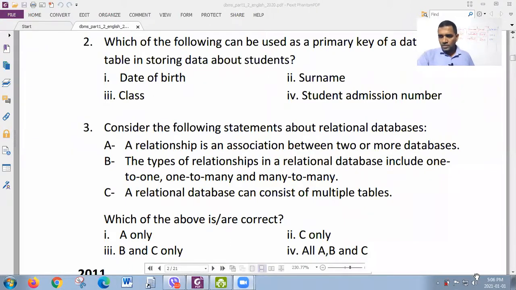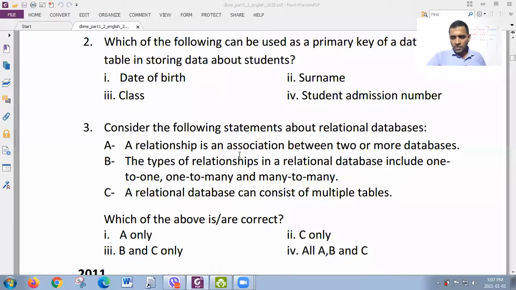Who is it? Dilanga? What's the answer? Dilanga. B and C. A and C. Harini? B, sir, B and C. B and C. Harini? B and C. What is it? Harini. Niroshika. B and C. Okay, let's check it.